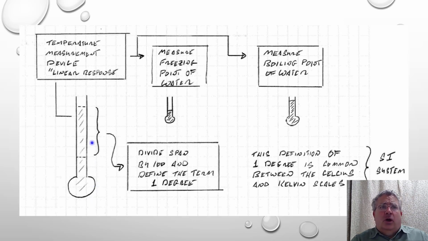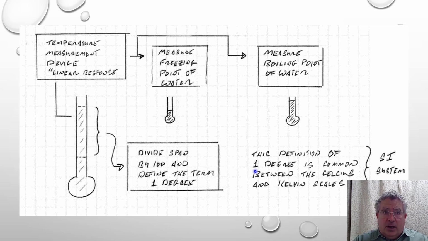When we're talking about temperature measurement, we need a device, and we are all familiar with the standard thermometer. Ideally, we want these devices to have a linear response. To get the Celsius scale, we will measure the freezing point of water on our device, and we'll measure the boiling point of water. Then you divide that span by 100, and that defines your degree. And that degree is the same whether you're working in the Kelvin system or the Celsius system.